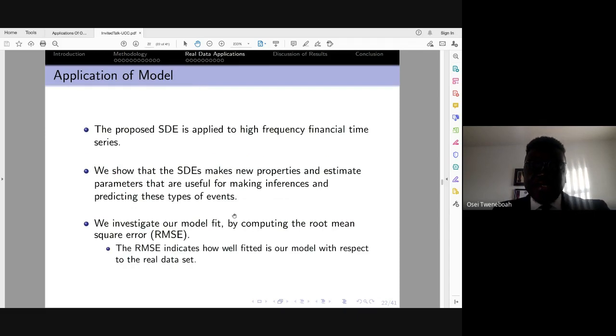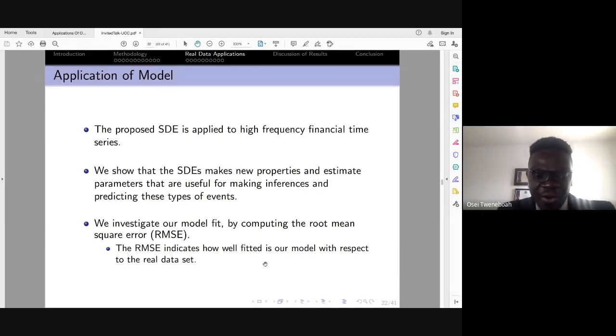Good. In this work, we'll be looking at two sets of applications, and in order for us to investigate our model fit, we'll be computing what is known as the root mean square error of the time series. The mean square error compares the actual time series with our simulated time series. We want to compare the two and see how it behaves.